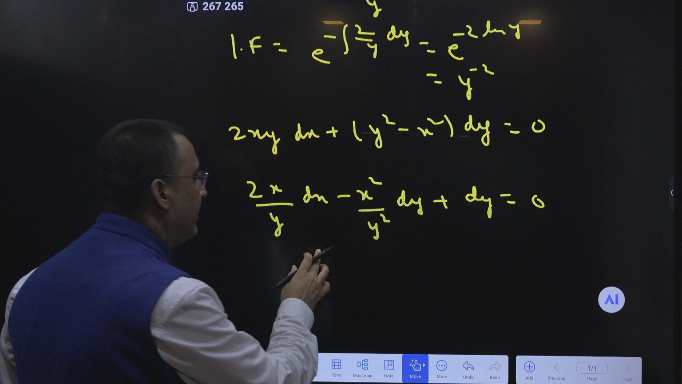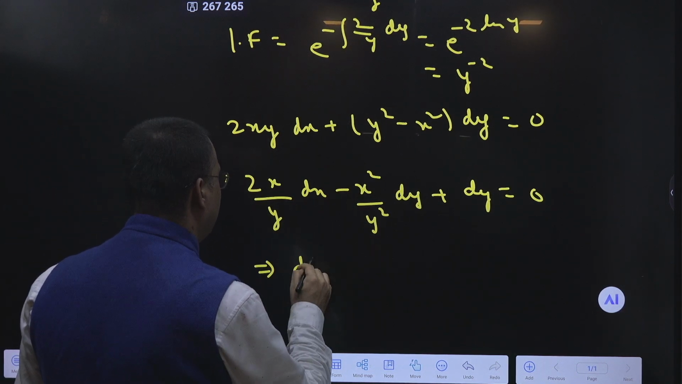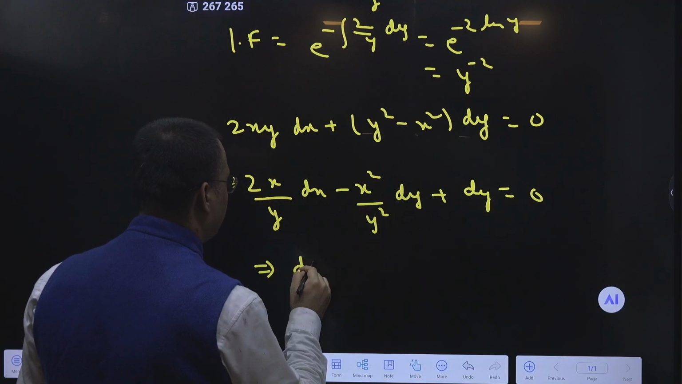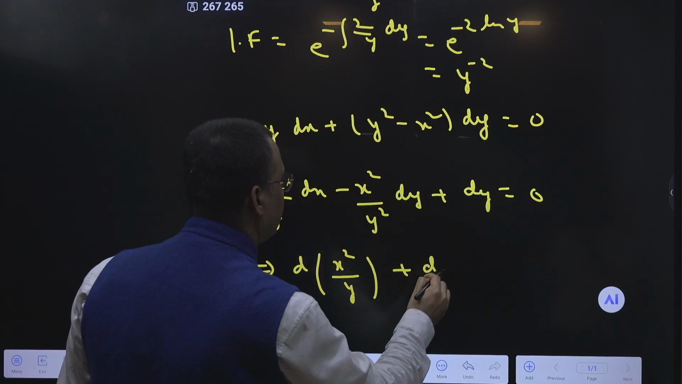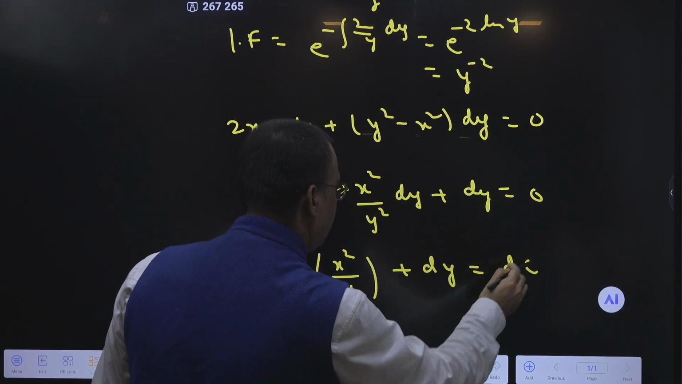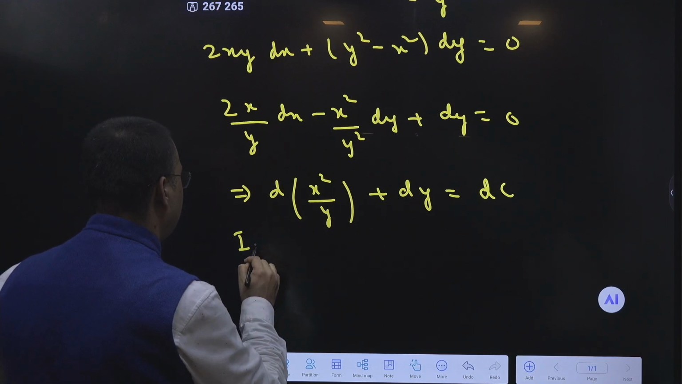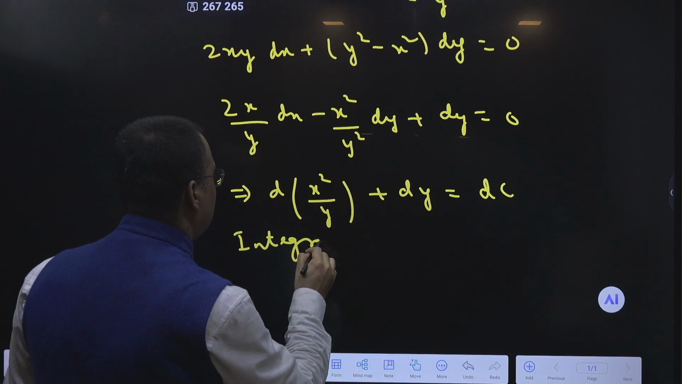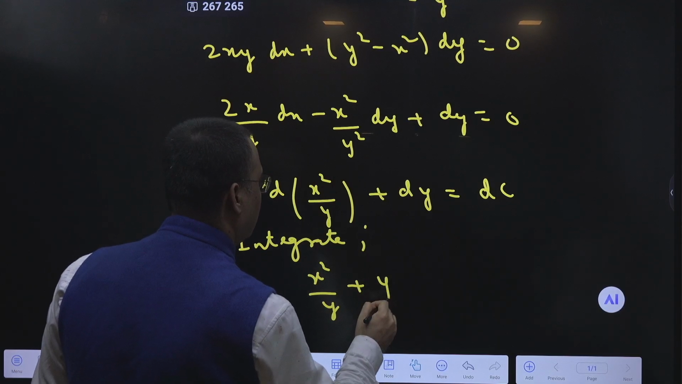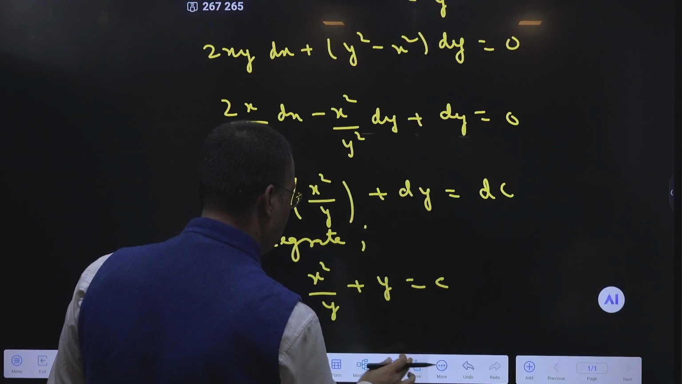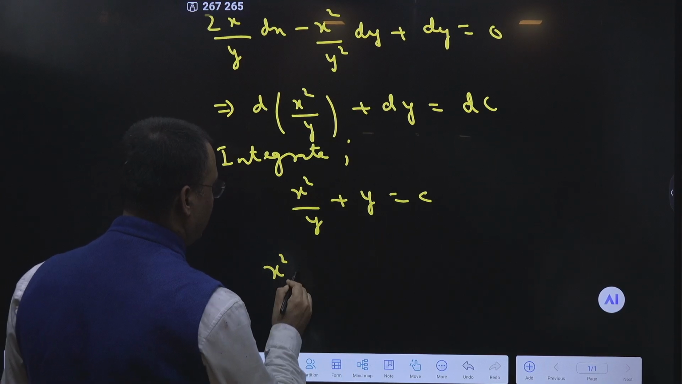So, I know this is a perfect differential. So, I can write d of x square by y plus dy is equal to dc, which is constant. So if I integrate this, most students I have seen they make mistake in this question. So I'm going to teach you answer verification technique.